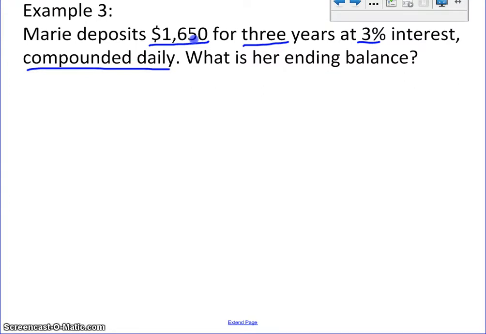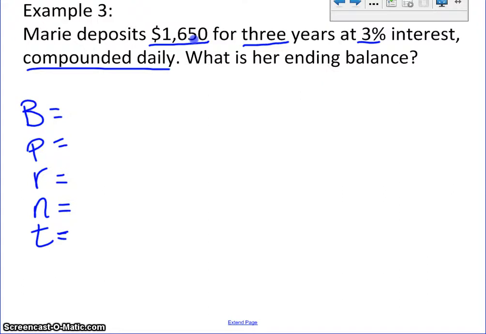So in this case, we were talking before about how I wouldn't want to do it 365 times. How about doing it 1,095 times? So this is where it's really wonderful that someone was able to come up with a formula that saved us a lot of time and energy and got us the answers that we needed. So again, we're going to start by writing out our P, R, and T.